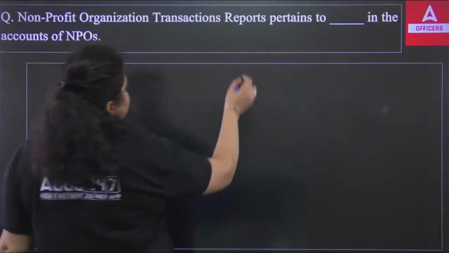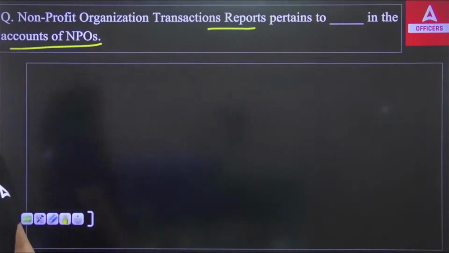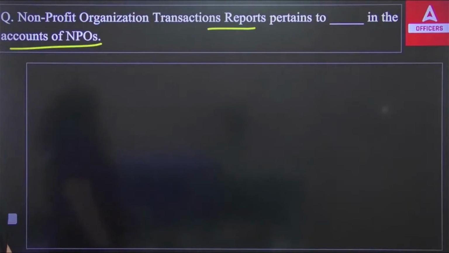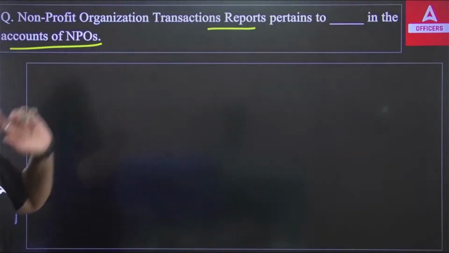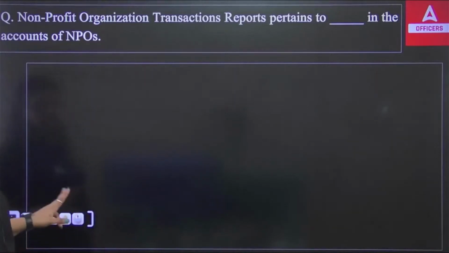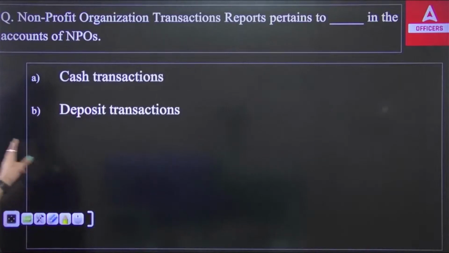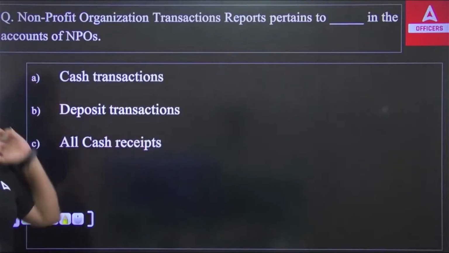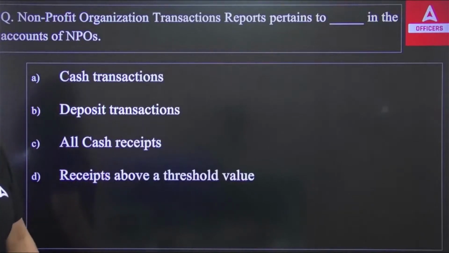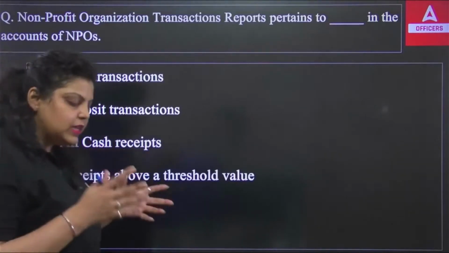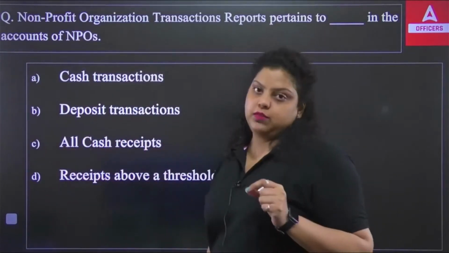Non-profit organization transaction reports pertains to dash in the accounts of NPOs. So we are asking about when the non-profit organization transaction reports have to be given. First option is saying when you having a cash transaction. Second, when you having a deposit transaction. Third, when you having all cash receipts. Or fourth, when you are having receipts above a threshold value. So in what condition the non-profit organization transaction report have to be submitted to the FIUIND?